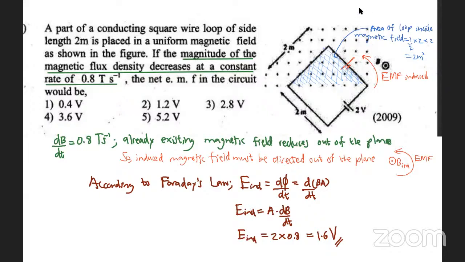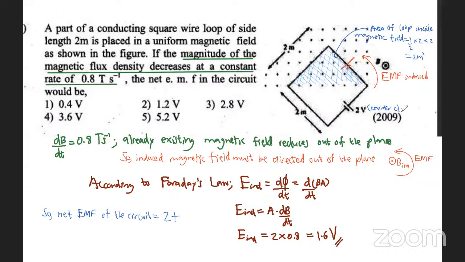So how do you finish this question? The net EMF of the circuit. We already have a 2 volt there, and the induced EMF should be subtracted or added. Induced EMF, people. See, this 2 is also counterclockwise, no? 2 is counterclockwise.